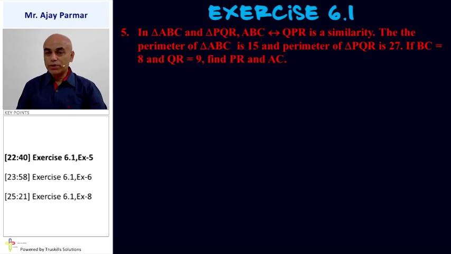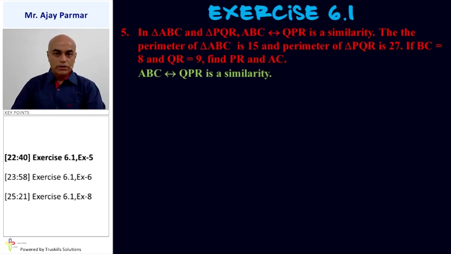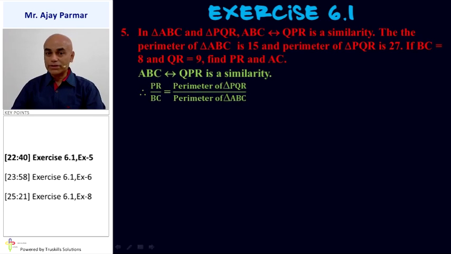ABC corresponds to QPR is a similarity between the given triangles, where the perimeters of triangle ABC and triangle PQR are given to be 15 and 27 respectively. BC is 8, QR is 9, PR and AC are to be found out. So the similarity is given and we are expected to find out first of all PR. So PR upon BC, because the side corresponding to PR is obviously BC.